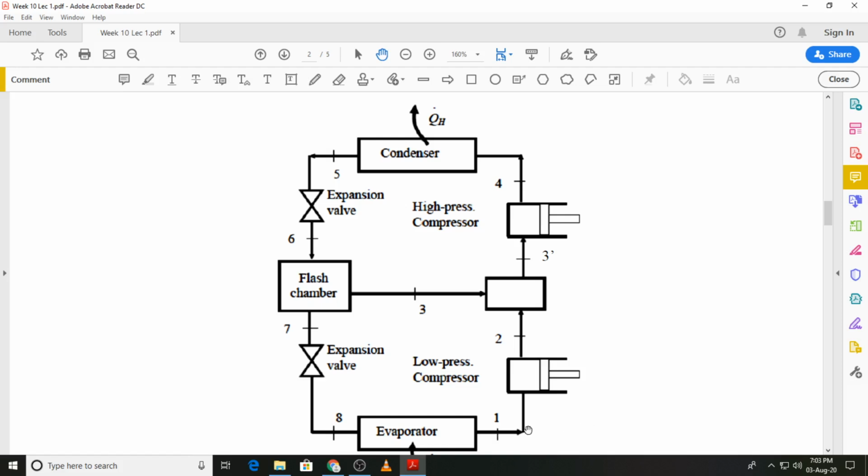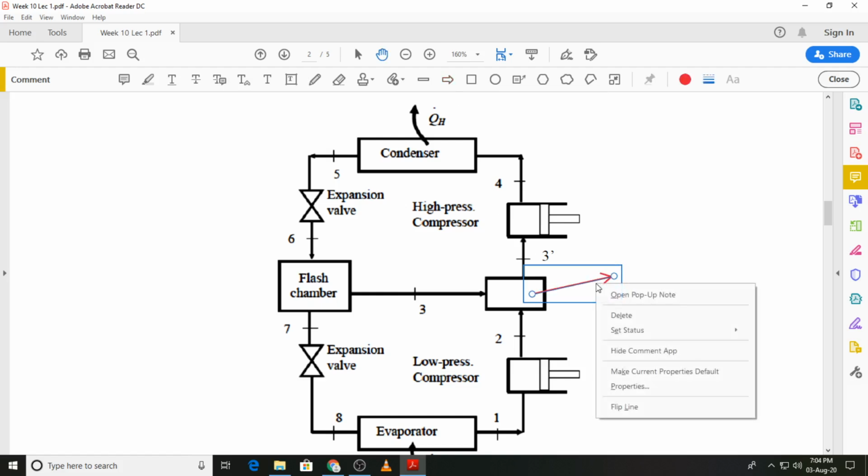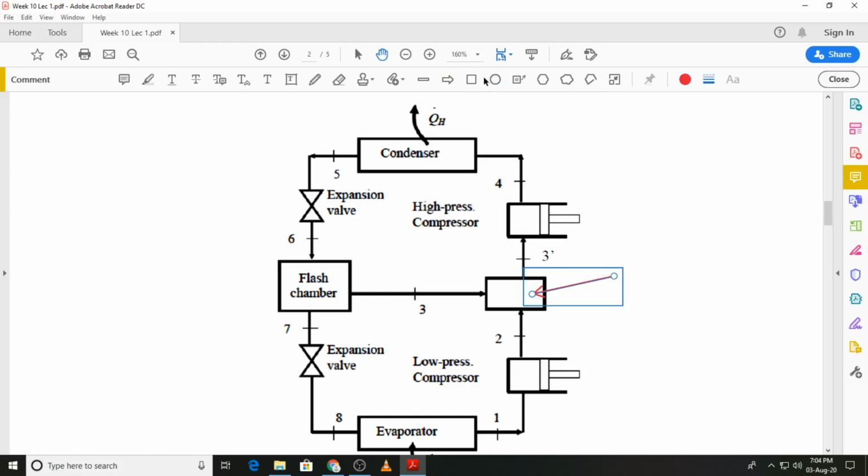From state 1 the low stage compressor will compress it to state 2, which will now be at the same pressure as the pressure of the flash chamber. So now the vapor coming from the flash chamber at state 3 and the compressed vapor coming from the low stage compressor can be mixed in this mixing chamber. What we have over here is actually a mixing chamber, and we can identify that.